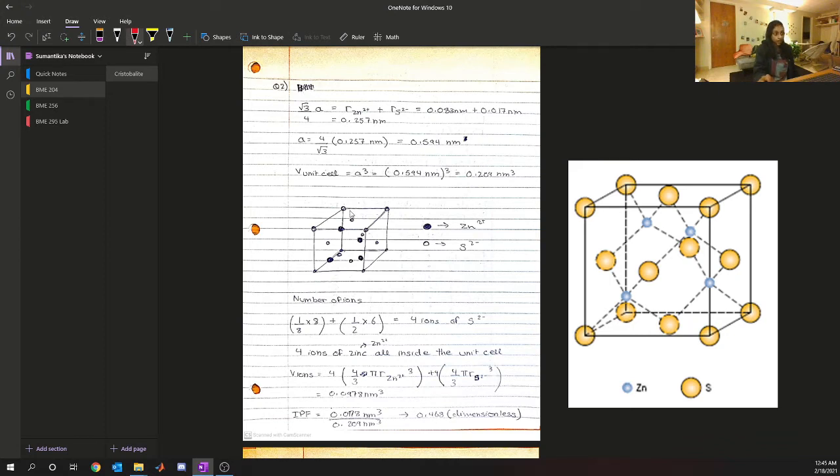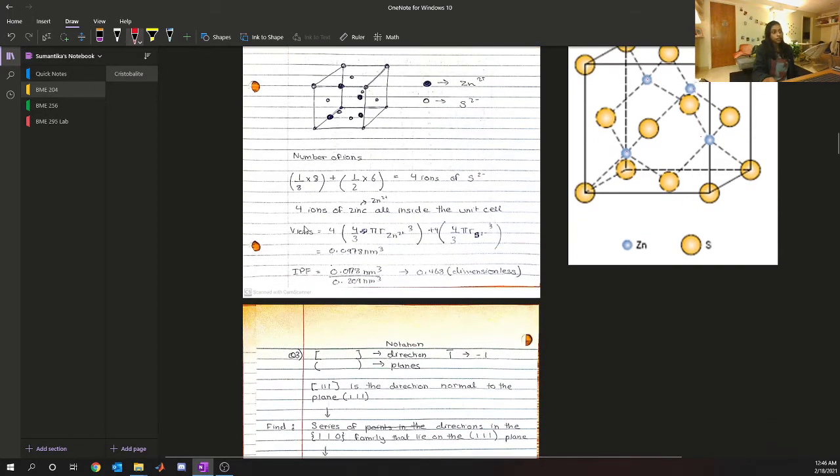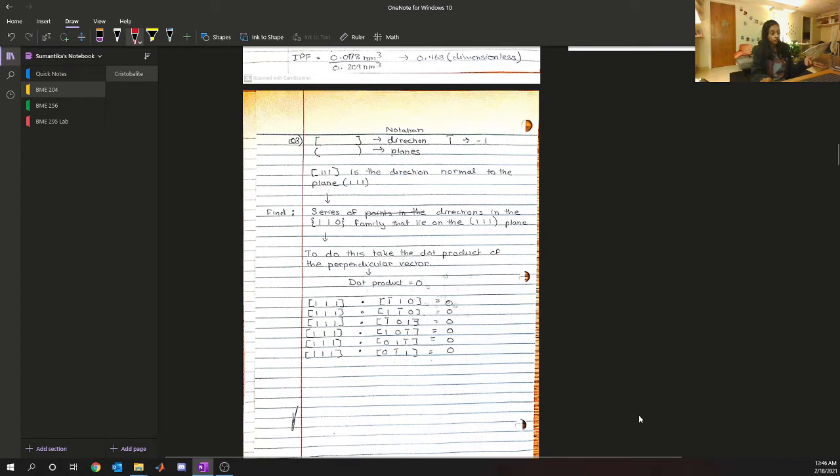You walk through the same similar steps. You find the number of ions. In this case, you have 4 ions of S2- and 4 ions of zinc that are all inside the unit cell. So in this case, there's a better representation on the right where you have 4 blue zinc ions that are all inside the unit cell. Use the same logic, find the volume of the ions, and then find the IPF. Moving on to question 3.